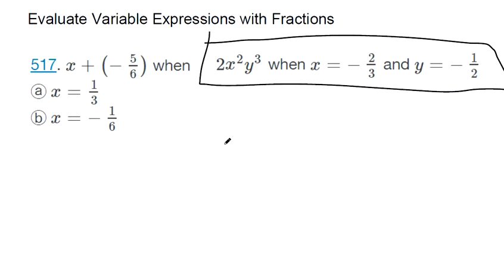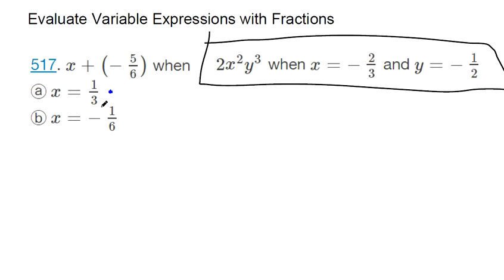Sorry, I put these too close to each other. This is a separate problem, okay, over here in the box. But 517, we got x plus negative 5/6. We got to figure out what this equals when x is 1/3. So let's color code this baby.